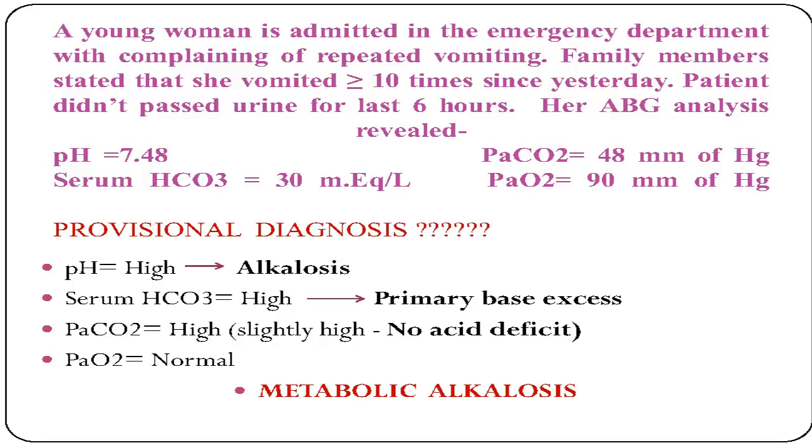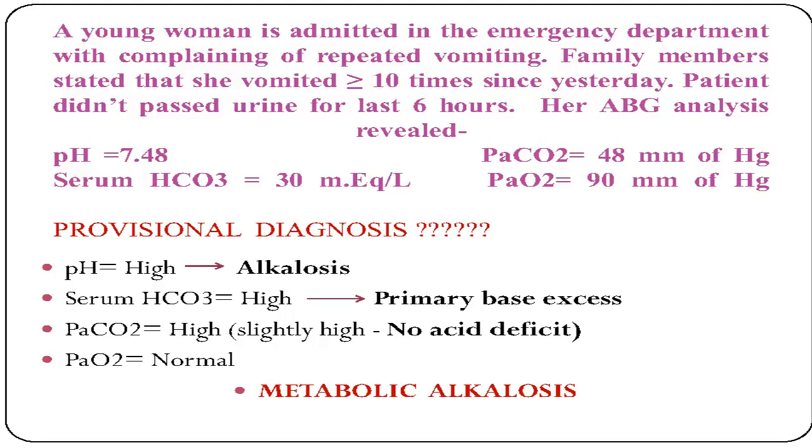Next, the partial pressure of oxygen is normal, and what is abnormal here? That is the partial pressure of carbon dioxide, which is slightly high. So there is no acid deficit here. So what is the main problem here? The main problem is the serum bicarbonate level, which is out of proportion high. So here it is primary base excess. It is a case of primary base excess as the serum bicarbonate level is high.